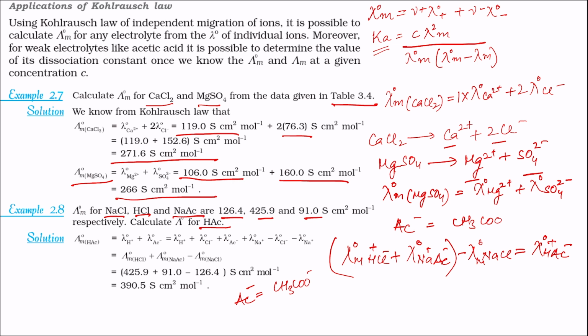The trick is just add the lambda naught value of those electrolytes which are giving the required cation and anion of the electrolyte whose lambda naught value has to be determined. And from the sum, subtract the lambda naught value of the electrolyte which contains the cation and anion which are not needed. So putting the values and solving, the lambda naught value for acetic acid is 390.5 per ohm centimeter square per mole.